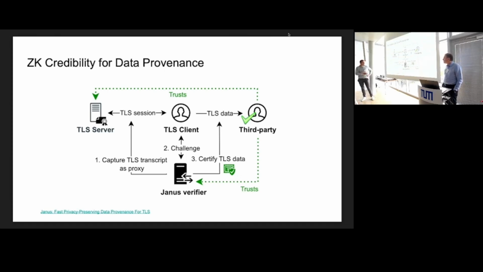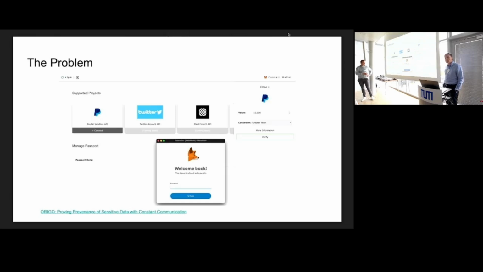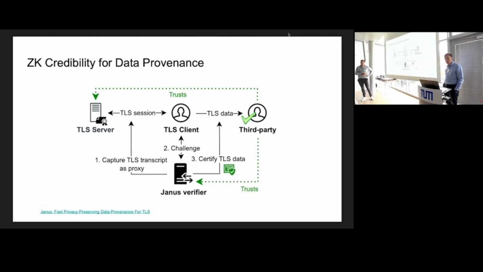Yes. We have two papers that optimize existing oracles: Origo and Janus. So this is not something we came up with. There are other protocols that do the same thing. The most simple way is, instead of having the two-party TLS session, to have a three-party TLS session where the verifier is part of it as the third party.